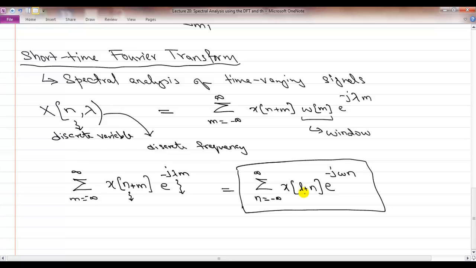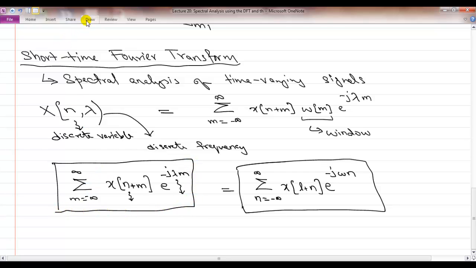What is x[l+n]? That's just a left shifted version of my sequence. And what is the summation of x[l+n] e^(-jωn) for n equal to minus infinity to infinity? That is just the discrete time Fourier transform of my left shifted sequence by L. So now let's get rid of the change of variable that we had. In fact, this is exactly the same thing too.